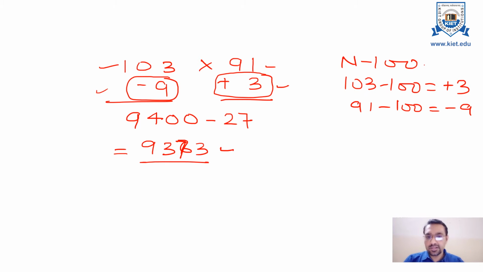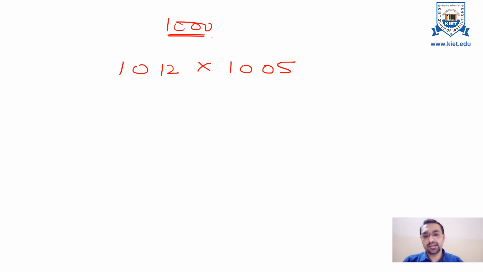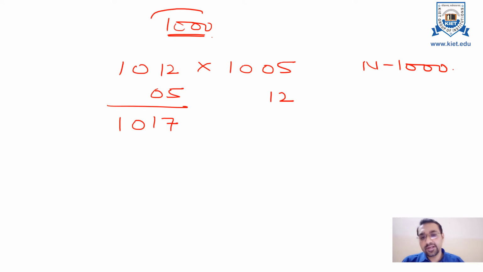Next, I am going to take two numbers which are close to 1000. So let's say the two numbers are 1012 and 1005. Okay, the steps remain the same. Now we are taking two numbers which are close to 1000, so we can consider the base as 1000. So take the difference of the number with 1000, so n minus 1000, and you will get 12 and 5. Just add these two numbers, so you will get 1017. Here you have to multiply by 1000, or just add three zeros, 1017.